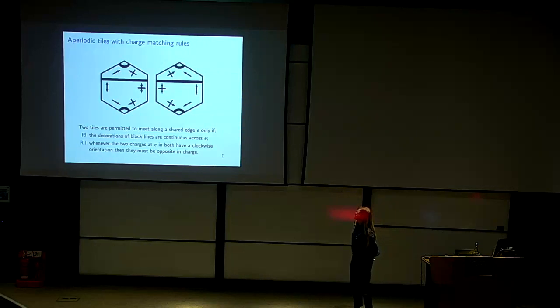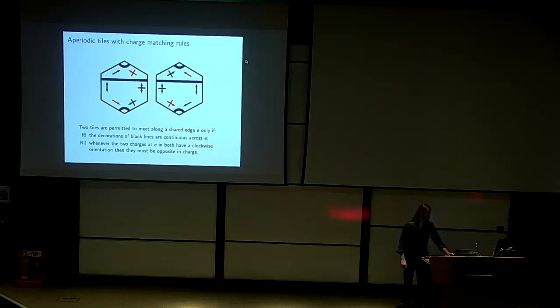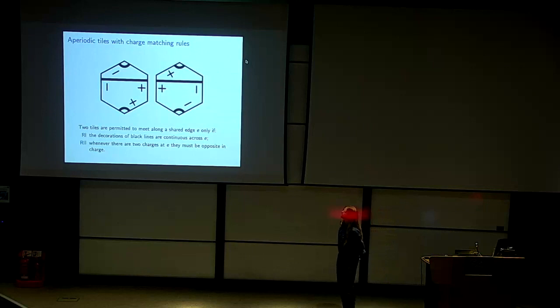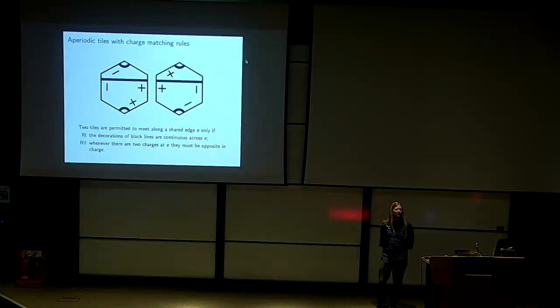So let's look at this second rule, because it is a bit funny. So what do I mean by this? Well, if you look at these two tiles, I've got these charges that I've highlighted in red, which only have an anti-clockwise orientation. So we consider those as being off and not playing a role. So a simpler picture is this one, where I've just got these two tiles, the black line decorations and these charges. And the rule now is simply that you're not allowed to put two pluses next to each other, and you're not allowed to put two negatives next to each other.